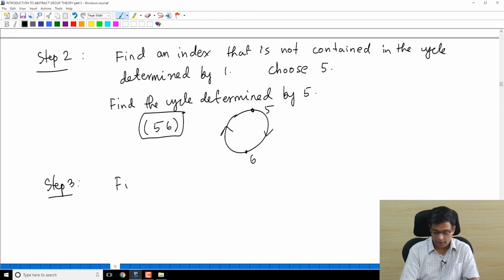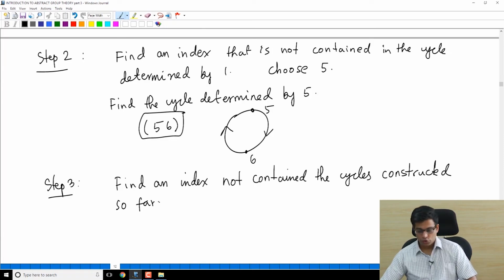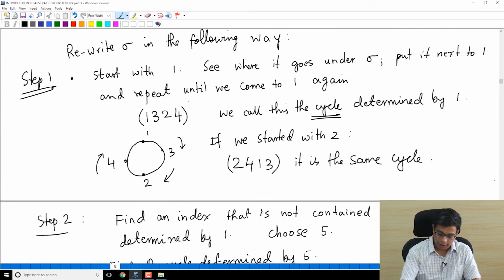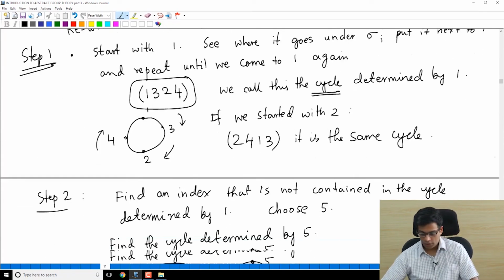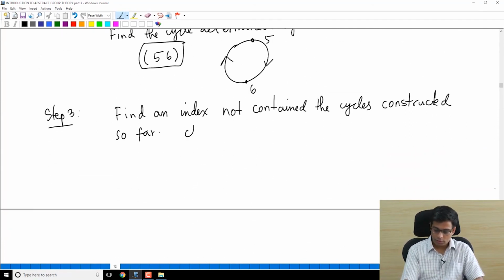So next, you see what now happens. Find an index not contained in the cycles constructed so far. So remember, so far we have constructed 2 cycles, 1, 3, 2, 4 and 5, 6. So find an index that's not contained so far. So let's choose 7 and determine the cycle.